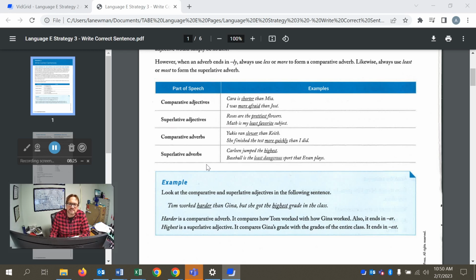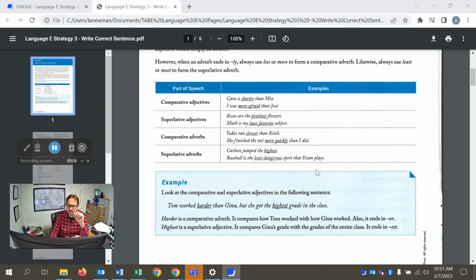And then lastly, superlative adverbs. This is reserved for the number one ranked verb in the sentence. So, "Carlene jumped the highest." It's describing the verb jumped, and we're told that it was the highest out of all. "Baseball is the least dangerous sport that Evan plays." If we wanted to rephrase this without having to use "more" or "least," we could say, "Baseball is the safest sport that Evan plays."